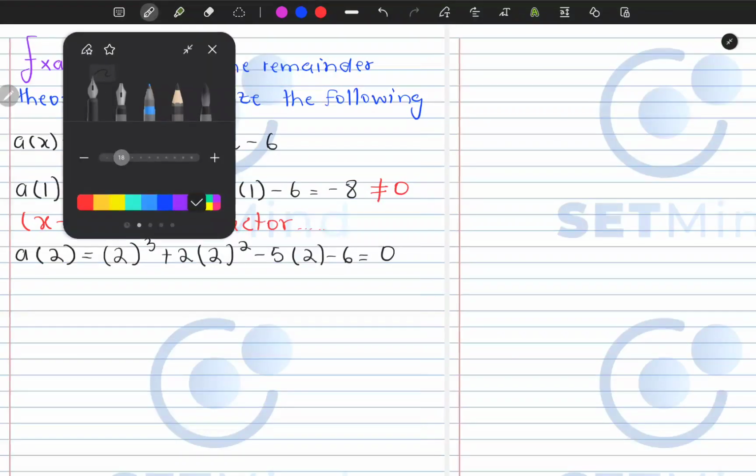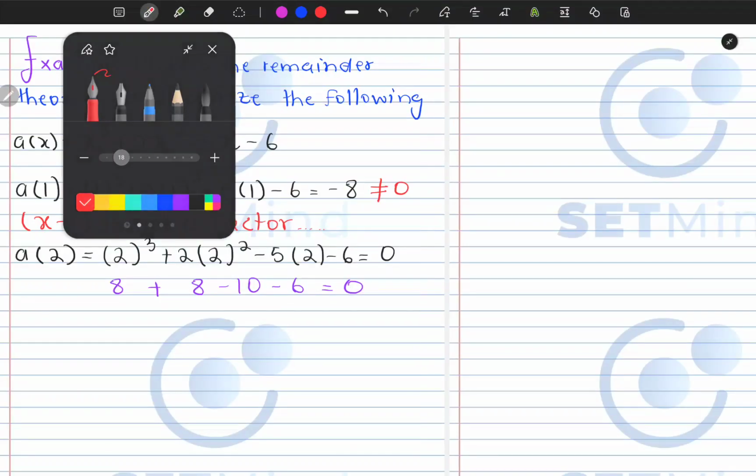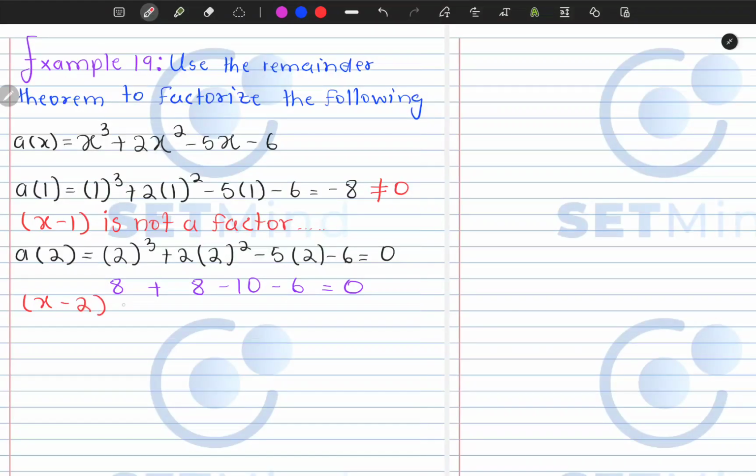So let's quickly confirm if I'm on point. So this will be 8. This will be 8. This will be minus 10. This will be minus 6. And as you can see, this will be 16 minus 16, 0. So what this means is that x minus 2 is a factor.